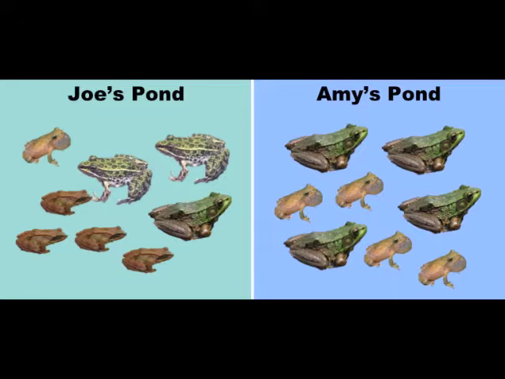Now, which one has more different kinds of frogs? It's a pretty simple question. Joe's pond has 4 kinds of frogs, Amy's has 2 kinds of frogs. And that means Joe's pond is more rich than Amy's. Richness simply means the number of different species.